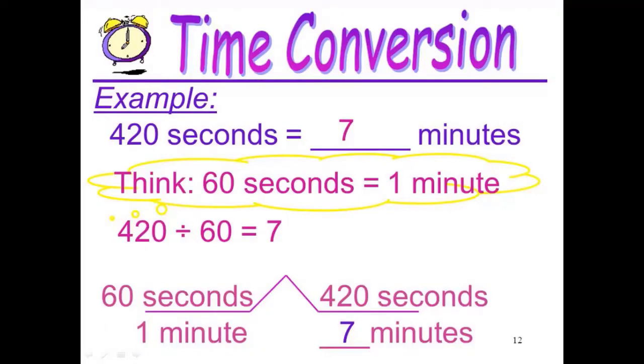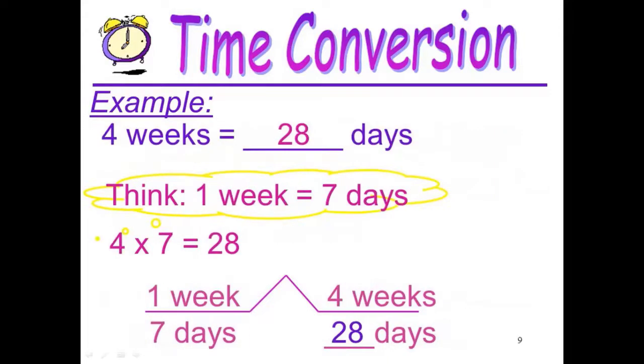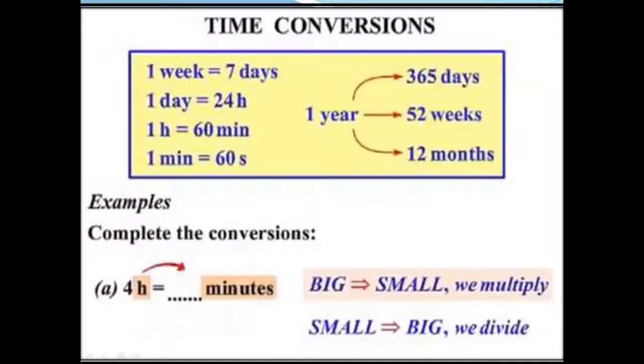Here boys, let's talk about the conversion of 420 seconds as an example, where we are going to find out how many minutes 420 seconds is equal to. First of all we should think that in 1 minute there are 60 seconds. So this 420 will be divided by 60, which gives you 7 minutes of time. In this way we can find out for the days, for the week, for the month, as well as for the years.